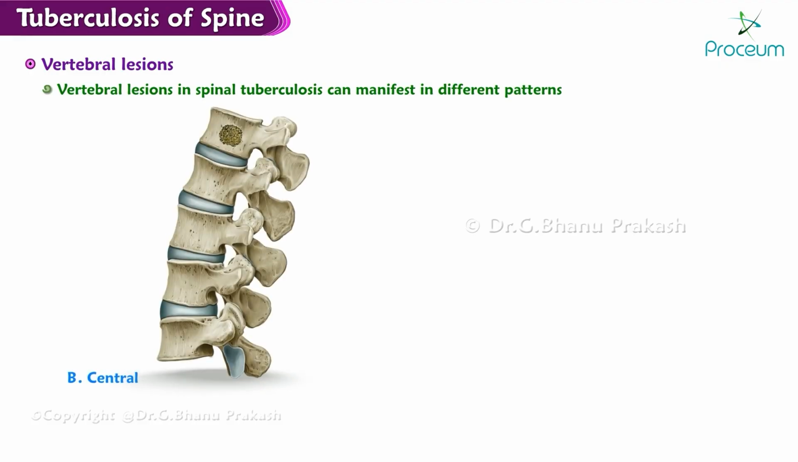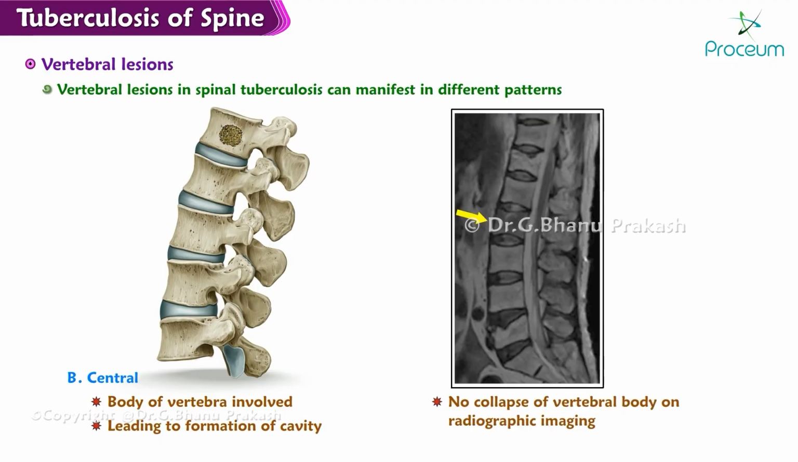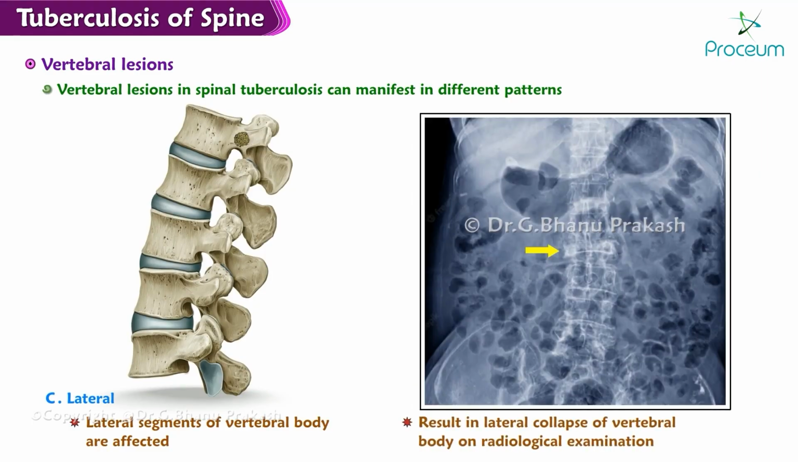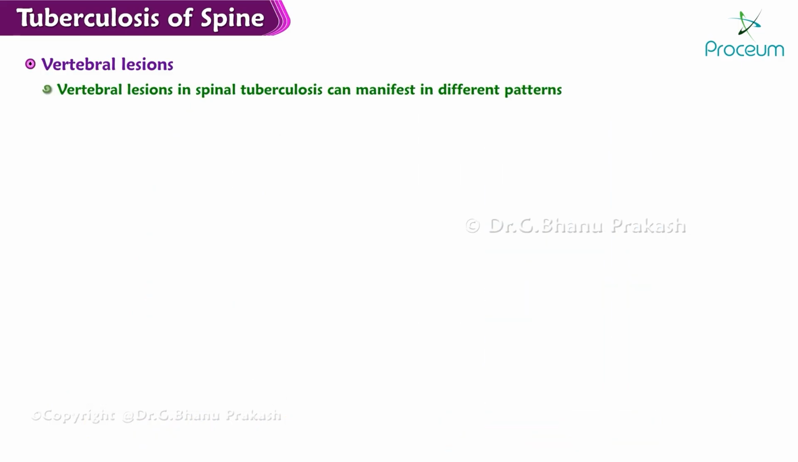Central. In central vertebral lesions, the body of the vertebra is involved, often leading to the formation of a cavity. However, there is no collapse of the vertebral body on radiographic imaging, and a cystic lesion may be observed. Lateral. Lateral segments of the vertebral body are affected in lateral vertebral lesions, resulting in the lateral collapse of the vertebral body on radiological examination.